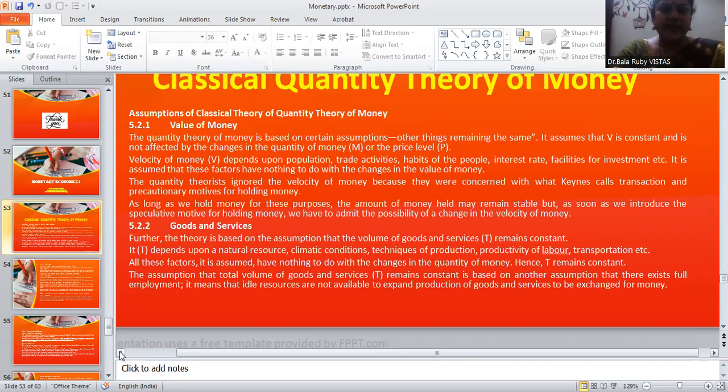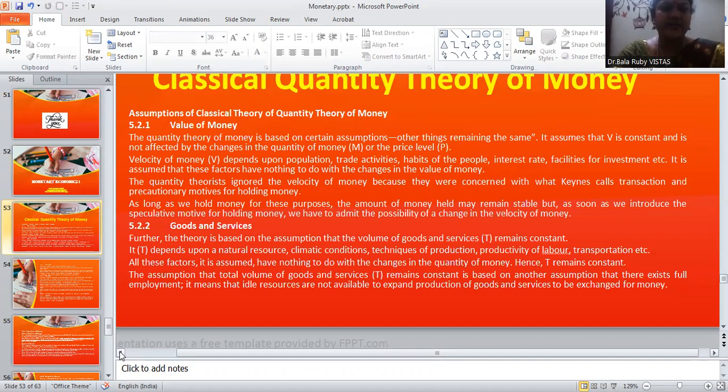The quantity theorists ignore the velocity of money because they were concerned with what Keynes calls the transaction and precautionary motives for holding money. As long as we hold money for these purposes, the amount of money held may remain stable. But as soon as we introduce the speculative motive for holding money, we have to admit the possibility of a change in the velocity of money.